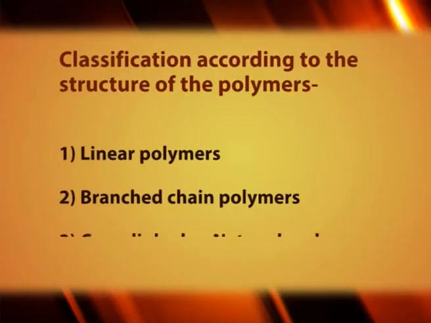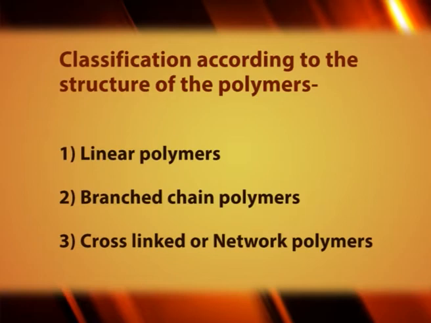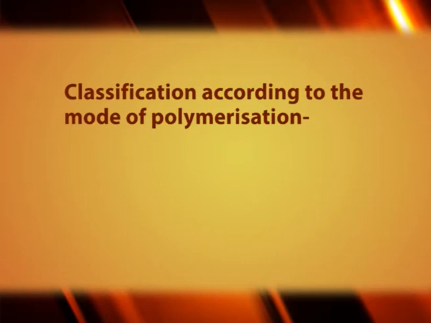Then we have cross-linked or network polymers. These are typically made from bifunctional and trifunctional monomers and comprise strong covalent bonds between numerous linear polymer chains, for example bakelite, melamine, etc. The fourth set of classification is according to the mode of polymerization.